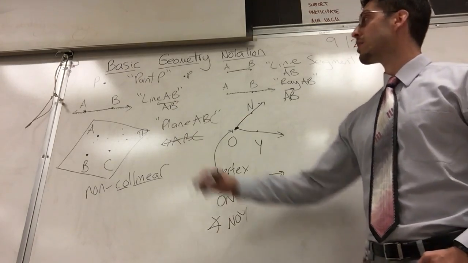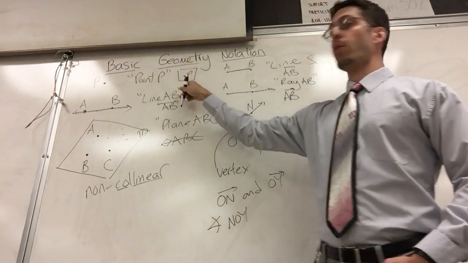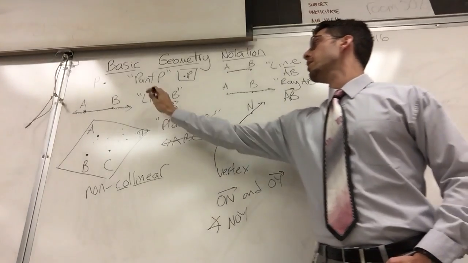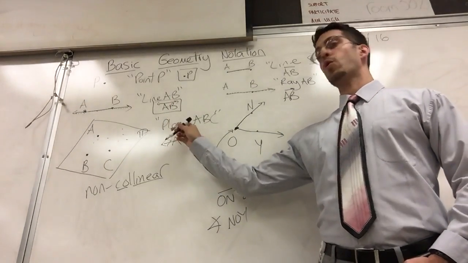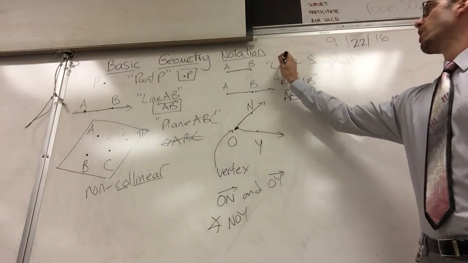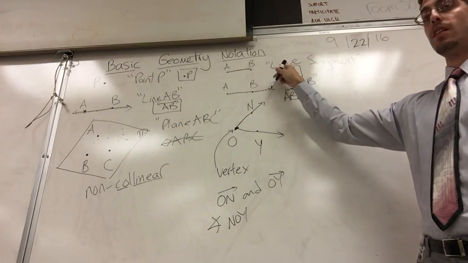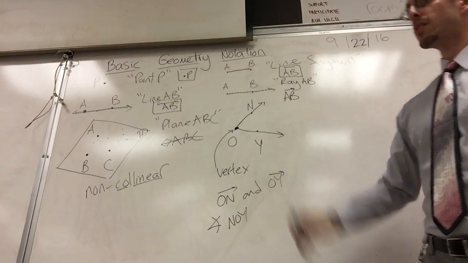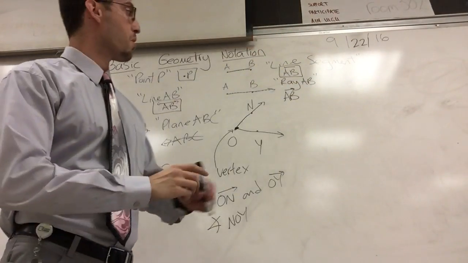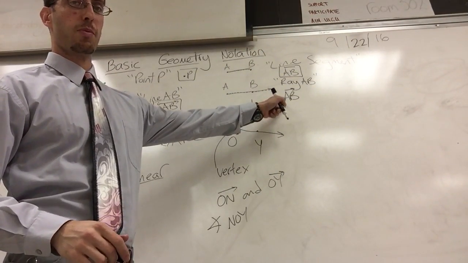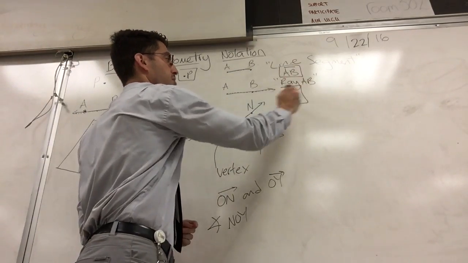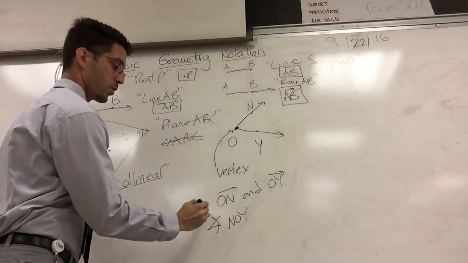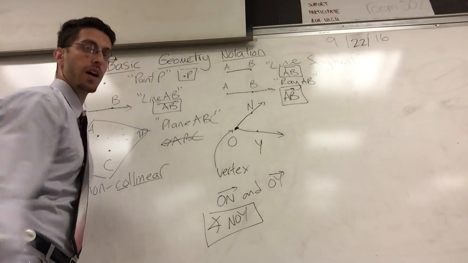Here are the highlights. Shorthand, point P. Shorthand, line AB. No real shorthand here. Shorthand, segment AB, and pop quiz, what is that? Don't look. That's ray AB, and shorthand, angle NOY.